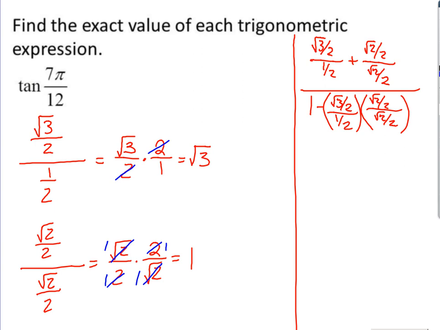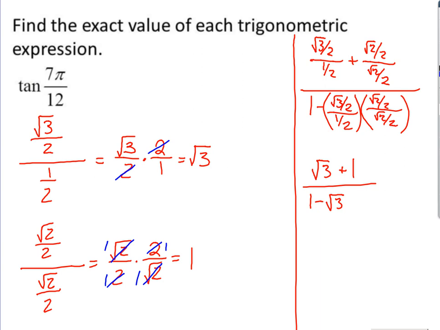So if we come back over and simplify, this is going to become radical 3 plus 1 over 1 minus radical 3 times 1. Now we need to get that out of the denominator. This is 1 minus radical 3 times 1. We can go ahead and just get rid of that times 1 because anything times 1 is just itself.